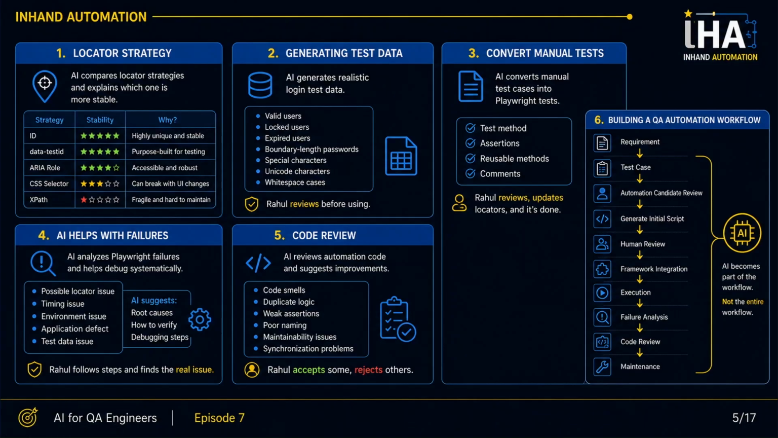Instead of asking, fix this, he asks to analyze this Playwright failure, possible root cause. How can I verify each one? Suggest debugging steps before suggesting the code changes. AI responded with a structured analysis: possible locator issues, timing issues, environment issues, application defects, and test data issues.